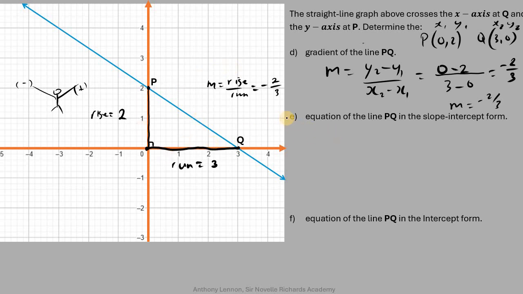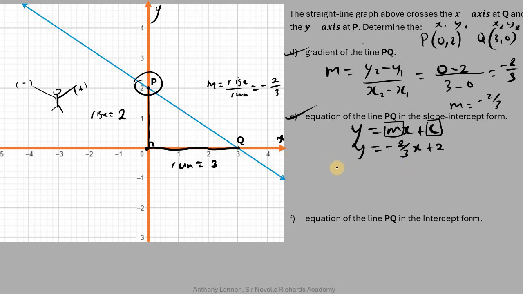Now let's look at the next question, which is the equation of the line PQ in the slope-intercept form. Slope-intercept form is y equal mx plus c. And so two things we need. We need the gradient, and we also need the y-intercept c. Now what is the gradient? Well, we just found the gradient, and it's negative 2/3. And c is where the graph cuts the y-axis, and the graph cuts the y-axis at 2. And so that's going to be positive 2.